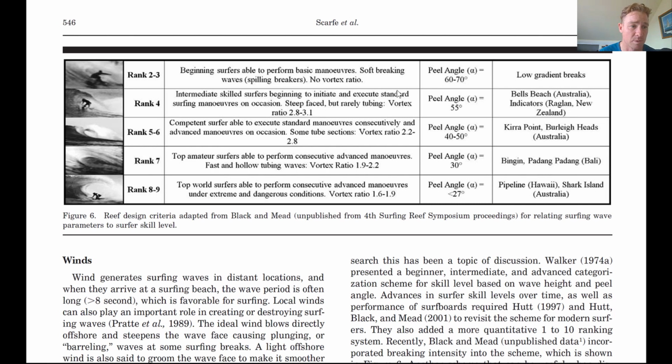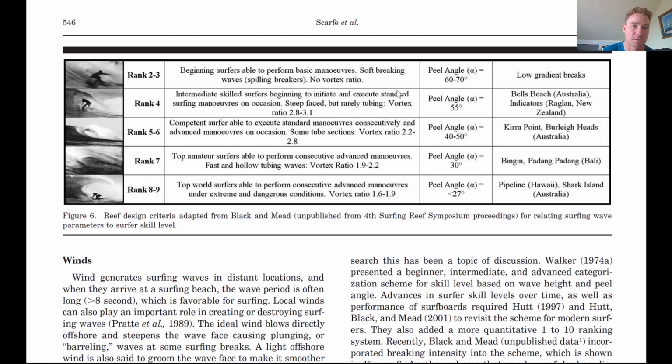Vortex ratio is much more related to that, because if you have a rank 2-3 surfer, they're saying here, a beginner surfer is able to perform basic maneuvers on soft breaking waves. There's no vortex ratio, and the peel angle is 60 to 70 degrees or greater. They don't really have a vortex. They're kind of spilling waves. They're not plunging waves. So as soon as you move from, say, a spilling wave, which is like a crumbly wave, to a plunging wave, you've moved up in your progression, and now you're dealing with vortex ratio.